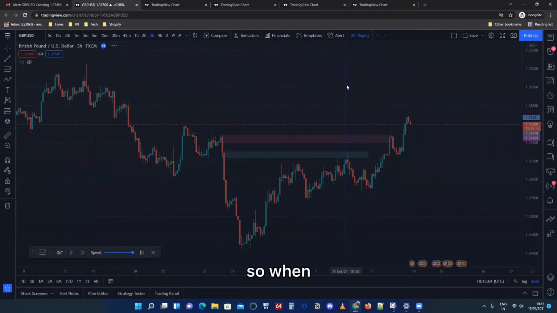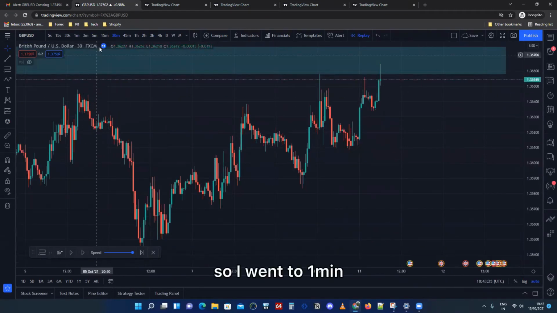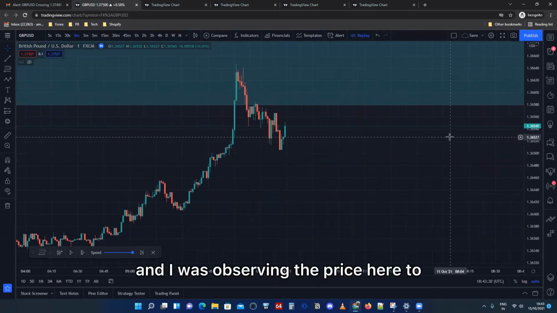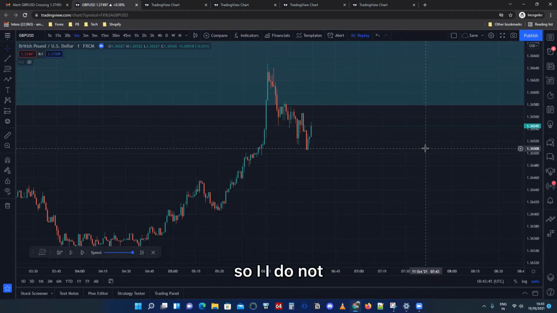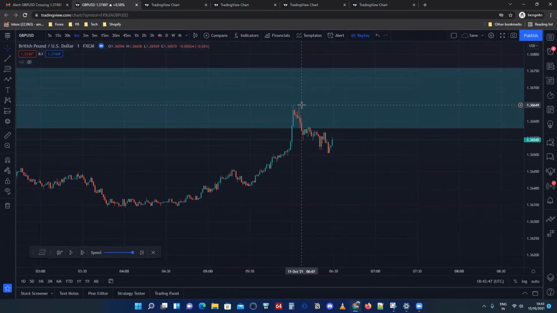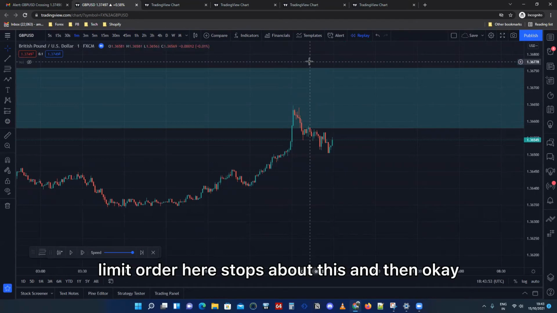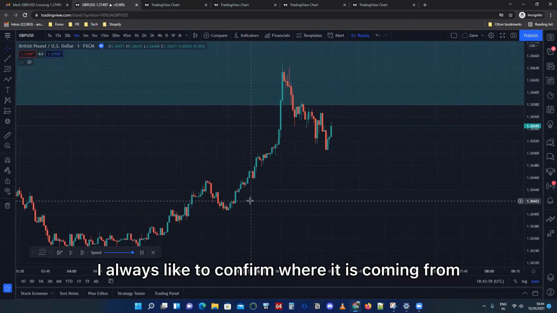When price entered my point of interest, I went to the 1 minute and was observing the price to see our entry criteria. If you don't know what our entry criteria is, go back to our entry criteria video and the conservative entry model. If you are taking a risk entry, you just put a limit order at 50% of this POI, with stops above this. But I don't do it like that. I always like to confirm where it is coming from.